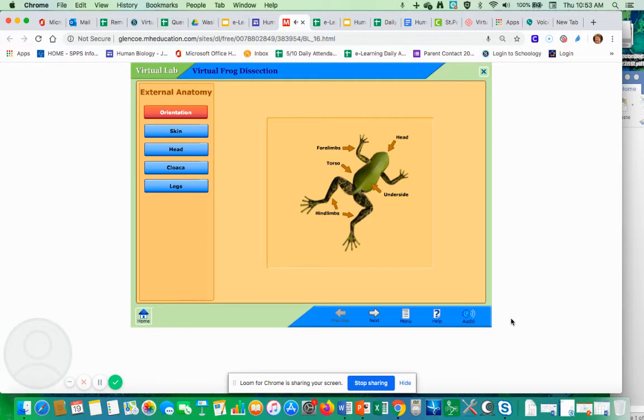Frogs have 2 forelimbs and 2 hind limbs. There is a head and a body or torso region. It is very difficult to tell from external appearance if a frog is male or female.